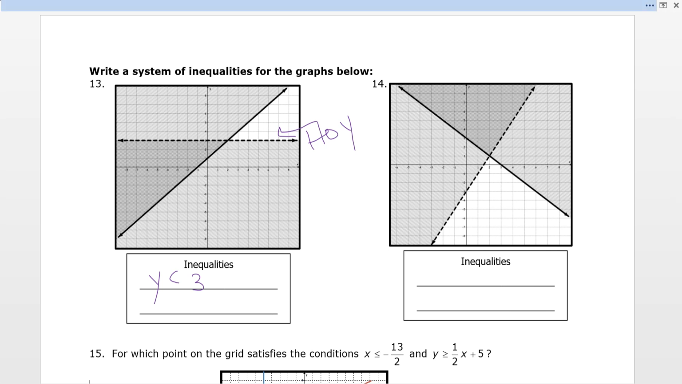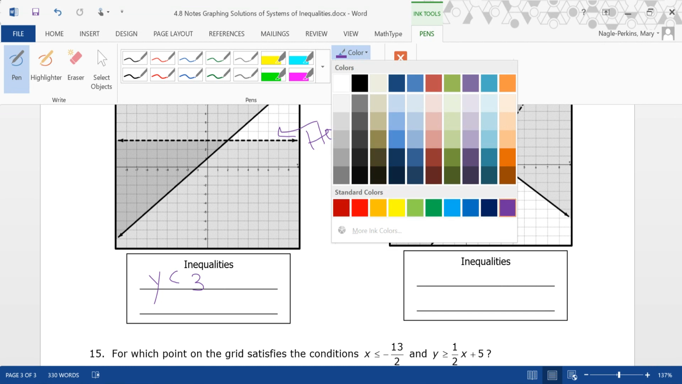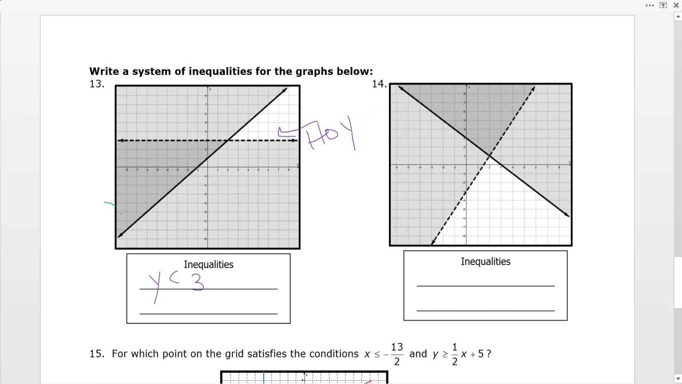My next line, I'm just going to be a color changing fool. Okay, my next line right here goes through 0. The slope is positive, and it goes up 1 over 1. So it's going to be y equals x. It's solid, so it's going to be equal to, and it's shaded above the line, so it's going to be greater than or equal to.